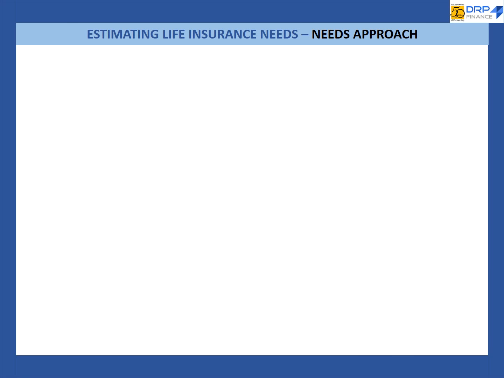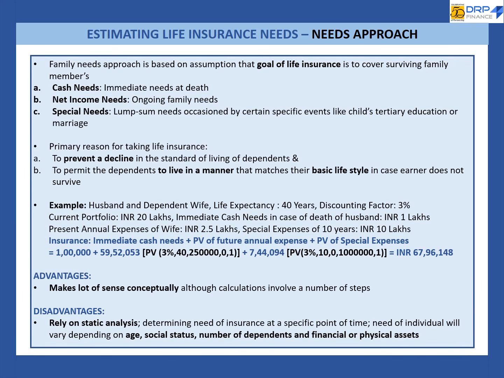Family needs approach is based on assumption that goal of life insurance is to cover surviving family members' needs, which can be cash need, immediate need at death, net income need, ongoing family need, and special needs, lump sum needs occasioned by certain specific events like child's tertiary education or marriage. This approach is scientific since primary reason for taking life insurance is to prevent a decline in standard of living of dependent and to permit dependents to live in a manner that matches their basic lifestyle in case earner does not survive.